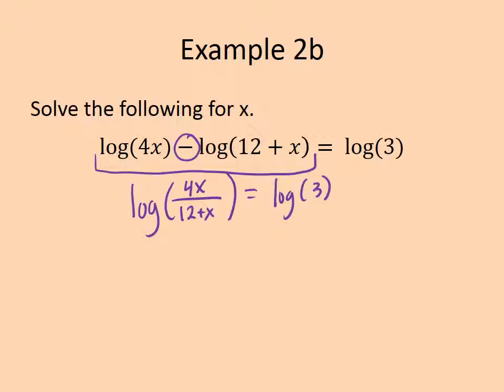Since we use the quotient property, we now have a log on the left side and a log on the right side. We can take what's inside the log and set it equal to each other. So 4x divided by 12 plus x equals 3. We can solve this equation by multiplying both sides by 12 plus x.